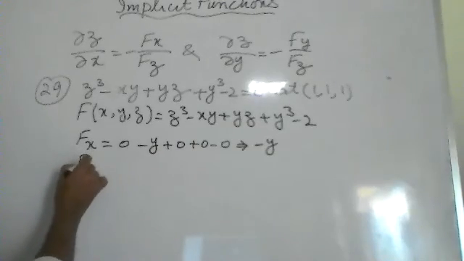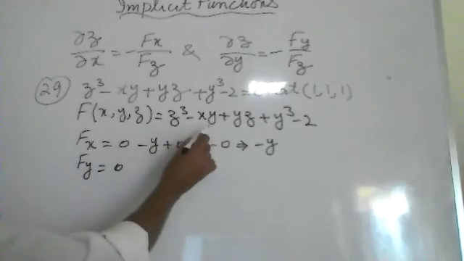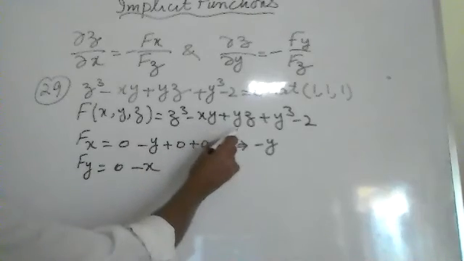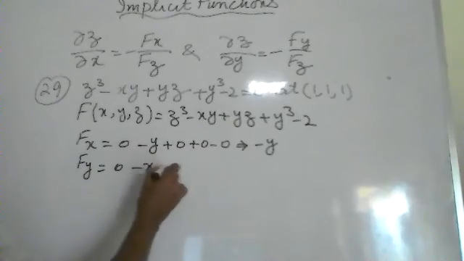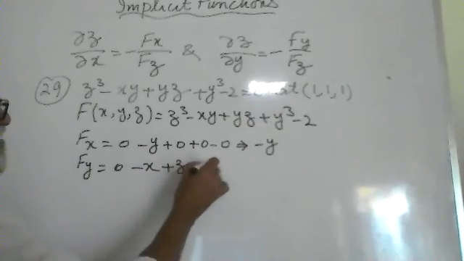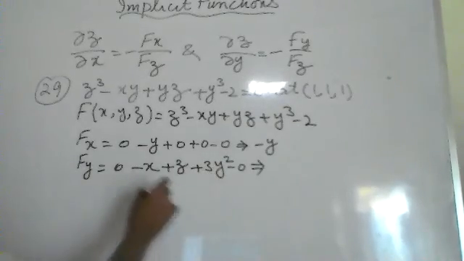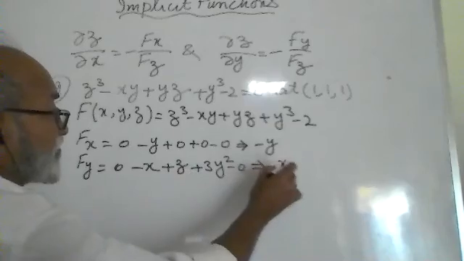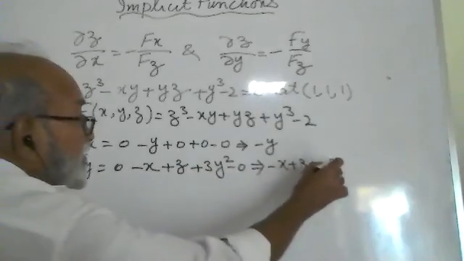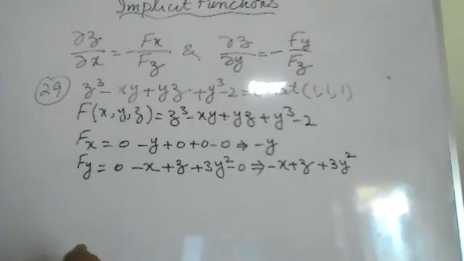F of y. There is no y, 0. There is y, derivative of y will be 1, 1 into x will be x. There is y, derivative of y will be 1, 1 into z will be z. There is y cube, the derivative will be 3y square. There is no y, 0. So the answer is minus x plus z plus 3y square. That is f of y.